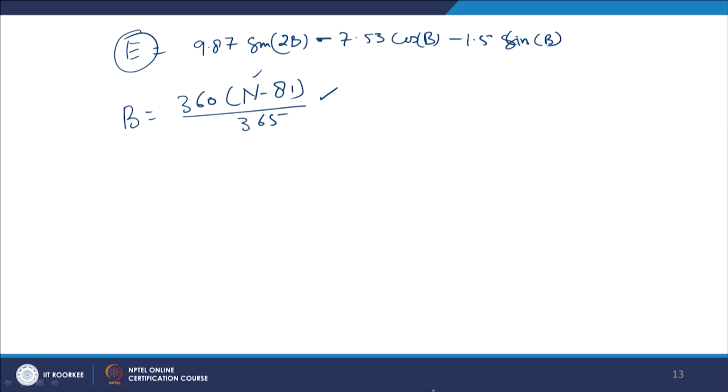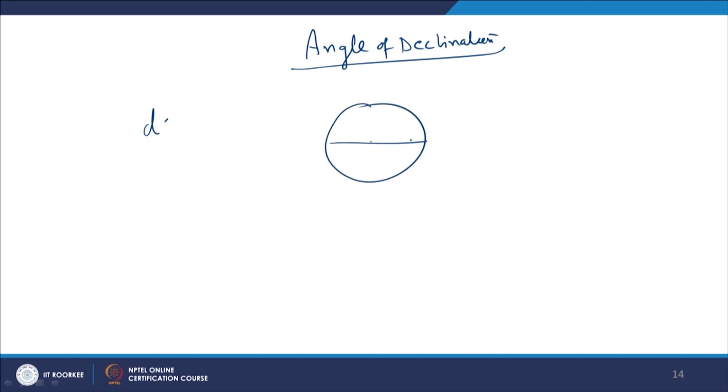Now the Earth-Sun angles. First and the most popular angle is the angle of declination. The angle of declination is defined by D, and it is the angle of the sun from the equatorial plane of the earth. This is the equatorial plane and this is the sun. So this is the angle of declination. Because the earth is inclined at a certain angle, this angle of declination keeps on changing depending upon the position of the earth with respect to the sun, right.